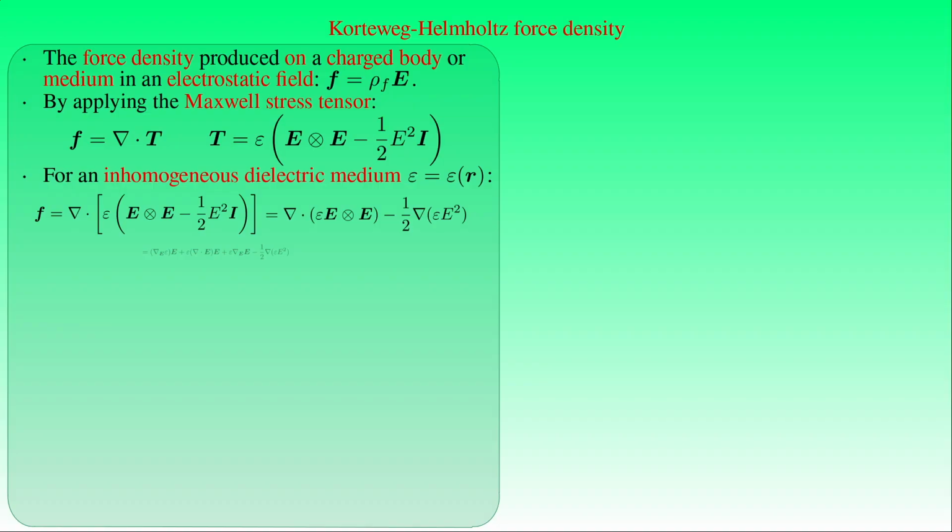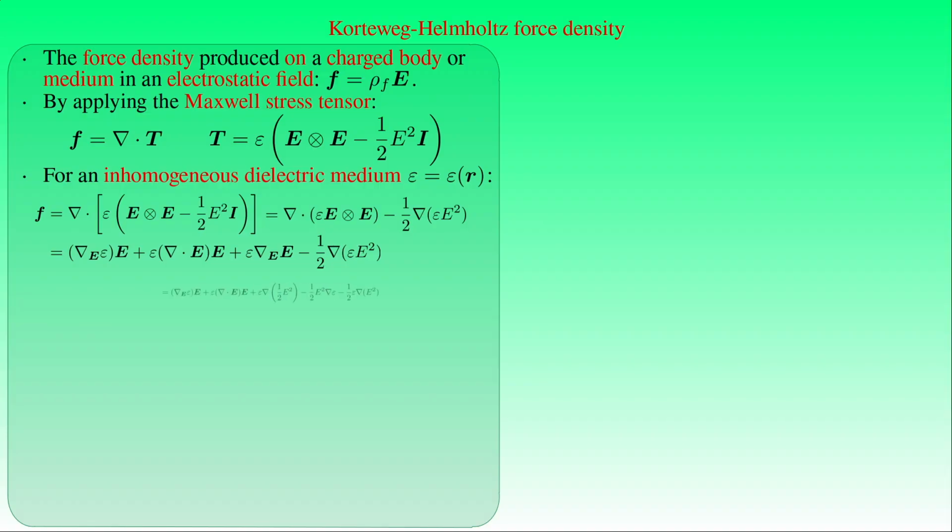By expanding the bracket in the first term in the right-hand side, we write it as the directional derivative of epsilon in the direction of the vector E, times the vector E, plus epsilon times the divergence of the vector E, times the vector E, plus epsilon times the directional derivative of the vector E in the direction of itself.